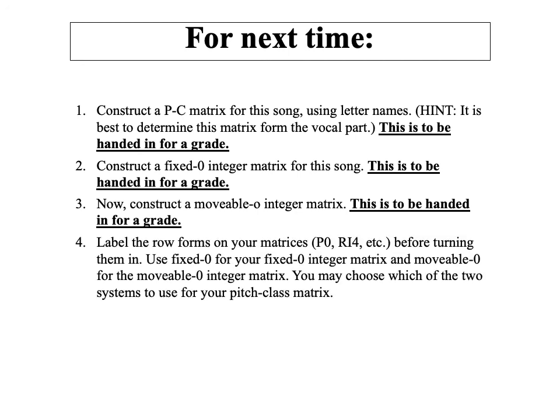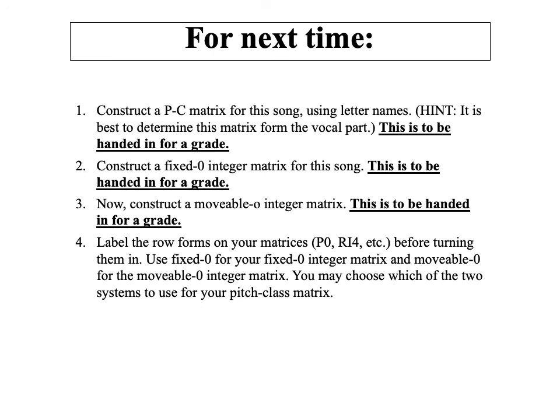Okay, after you've done that, on the matrices you give me, label the row forms. Tell me the top one is P0 or P6 or whatever. Label the P forms, the I forms, the R forms, the RI forms, so that I know you're doing that right as well.